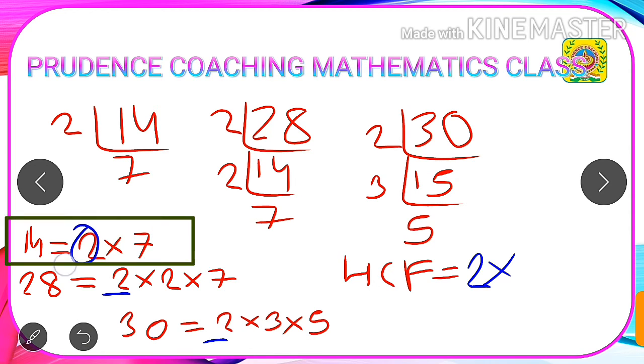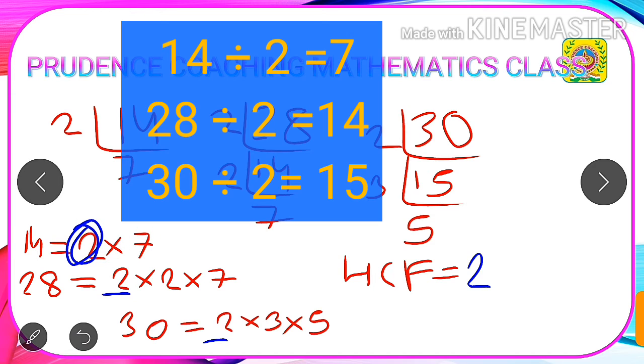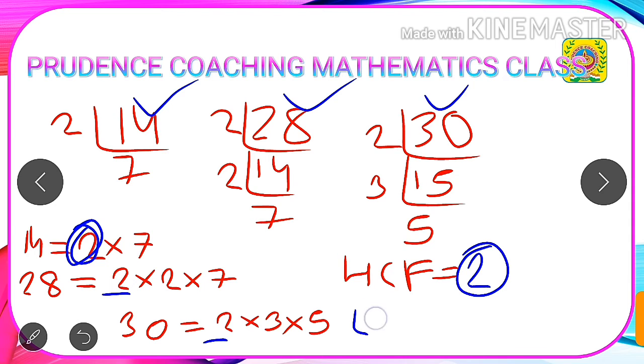So as you can see, we are done with all the prime numbers present in 14 which we have taken as our base, and we have found that 2 is present in all the numbers, 7 is not present, so we will write the HCF as 2. Now let us find out the LCM. Before that, you should know that 2 is the highest number which can divide 14, 28 and 30 without leaving any remainder. Now let us see the LCM.